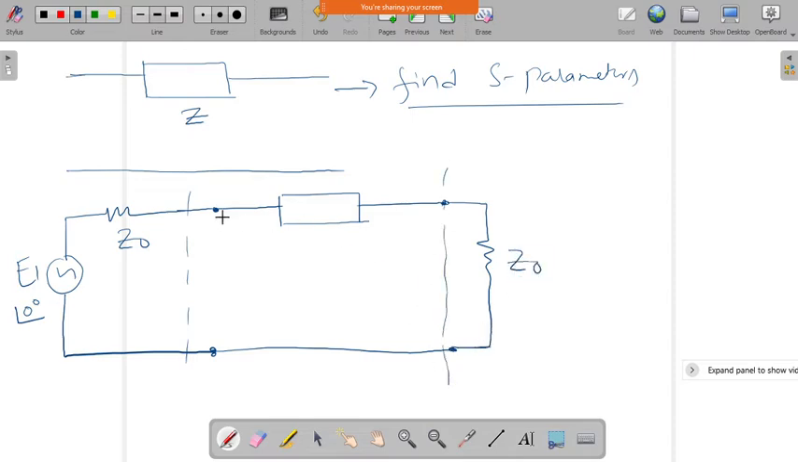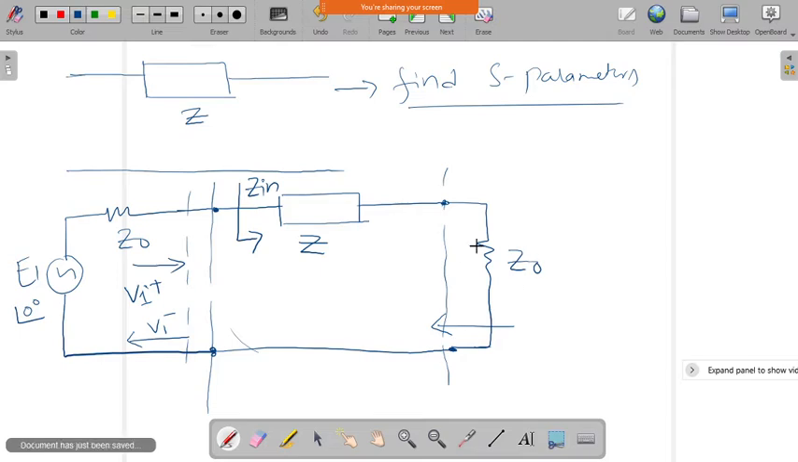So now this is the network which we have, and this is the value of Z, the element. Now we need to find the S parameters for this. If I look at this point, that is the input impedance. Let us consider this as port 2 and this as port 1. If I have an incident voltage at port 1, V1 plus, and similarly the reflected voltage V1 minus, and at port 2, even though there is no source here, let us consider V2 plus, which is equal to 0.